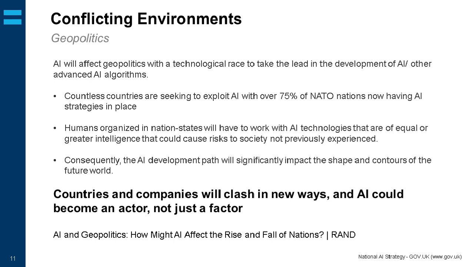But there was this one quote: countries and companies will clash in new ways, and AI could be an actor, not just a factor. And I think that's really important because it is now becoming an actor. To give another example, with the chip war we've seen between the US and China, AI was an actor in that. We had this technological race. We wanted to secure the fastest chips and everything. It has become a part of the clash between internal and external geopolitics. So I think that's a really interesting thing, and it will be interesting to see how this plays out.